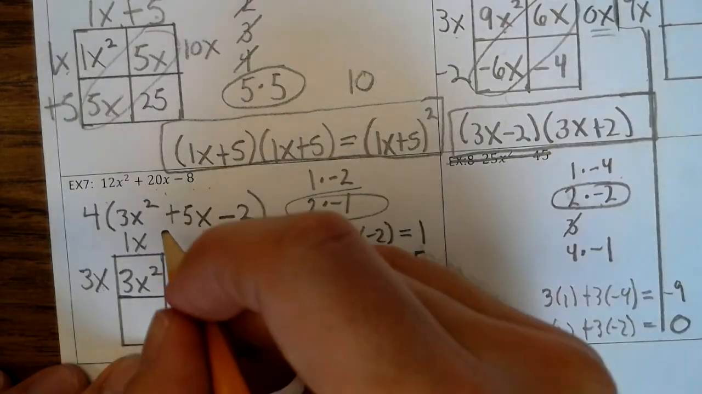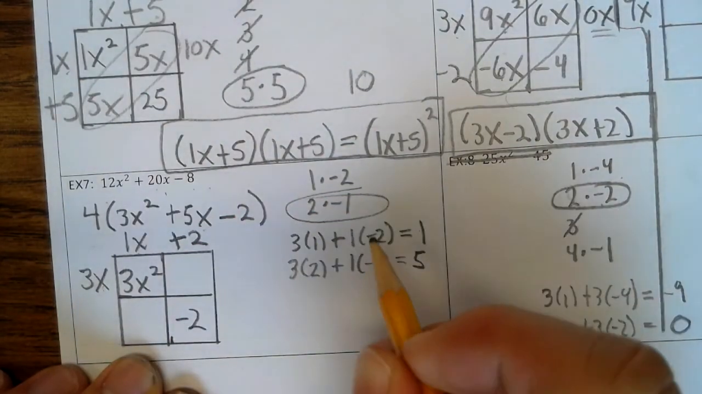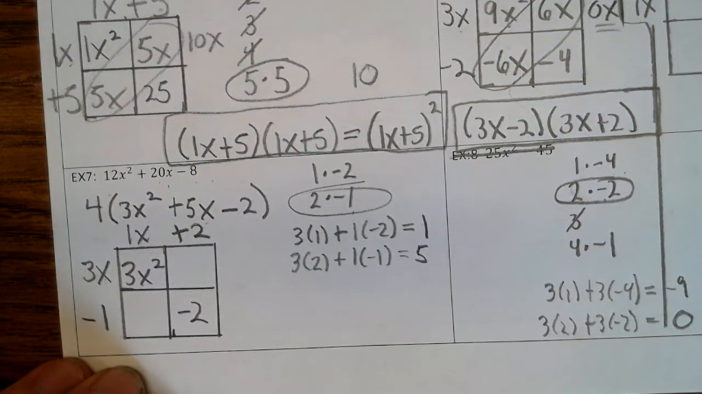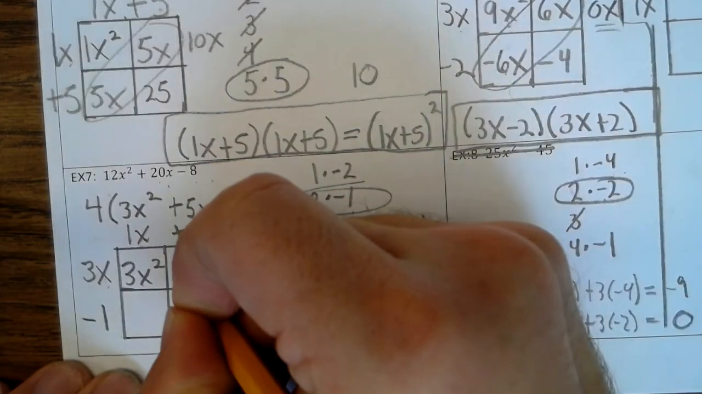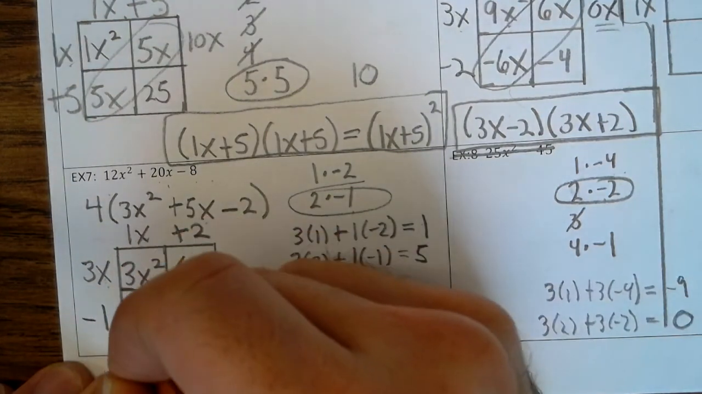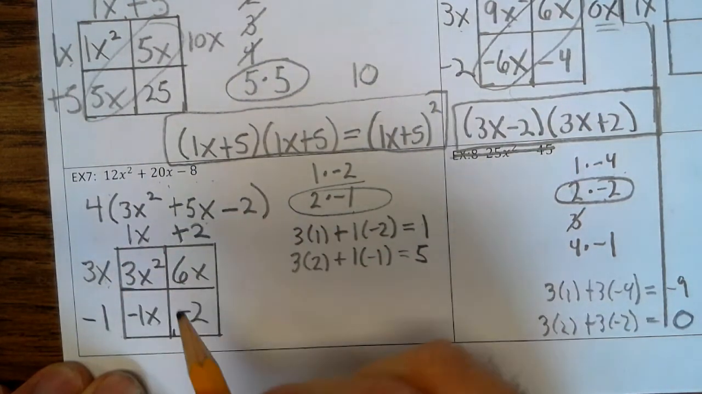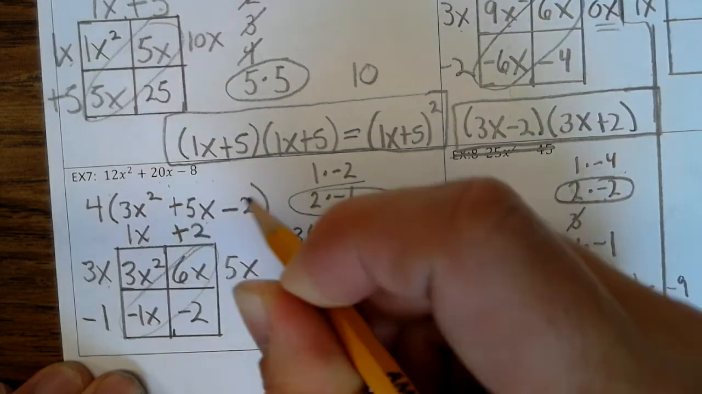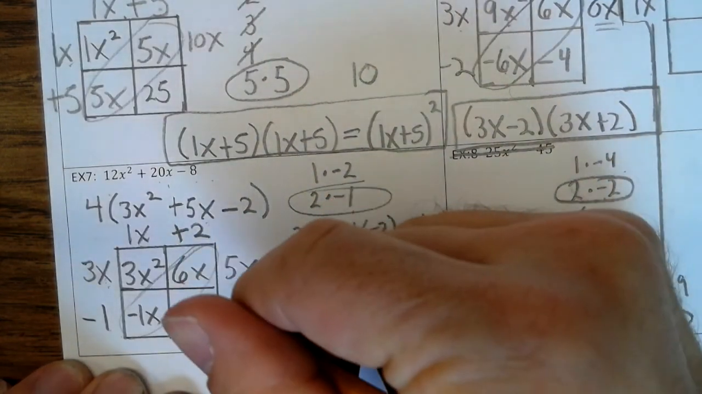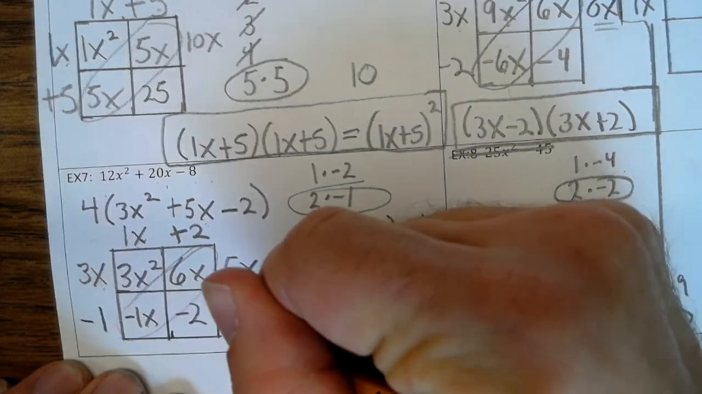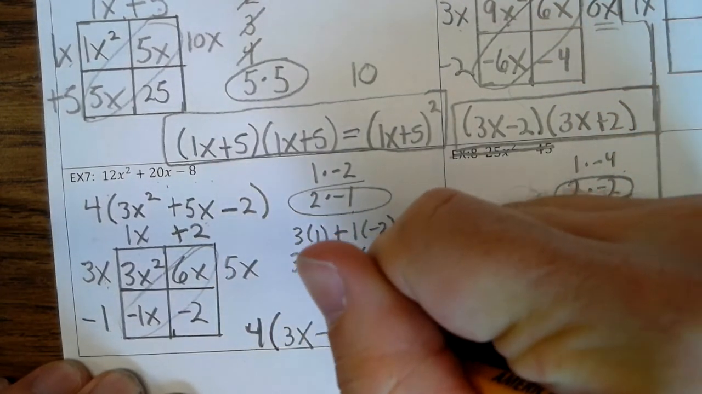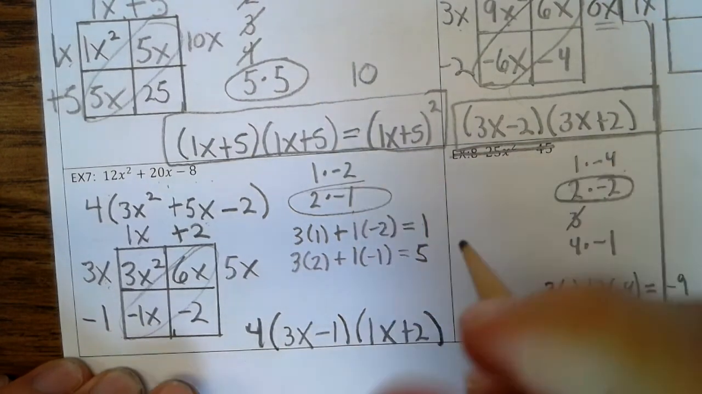Now the 2 has to go with 3x, and the negative 1 has to go with 1x. So 3x times 2 is 6x. Negative 1 times x is negative 1x. These combine to be 5x, which is the middle term. So our factors, don't forget the 4, is 4 times 3x minus 1 times 1x plus 2.